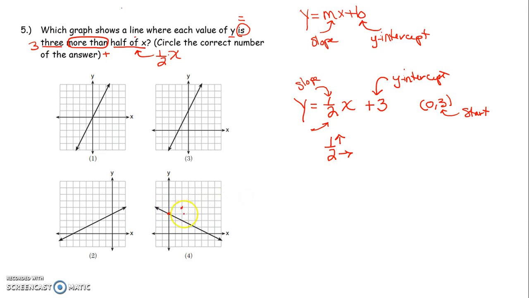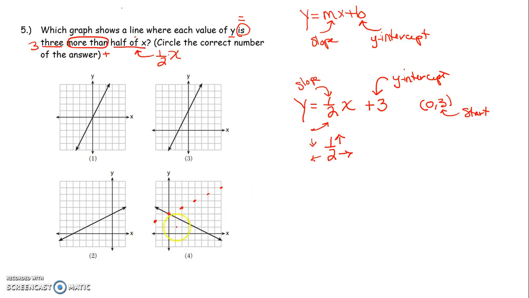Oh, number 4 is not the right answer. Go up 1 to the right 2, plot a point, and keep repeating. If I'm going up 1 to the right 2, did I make a mistake here? Oh no, this isn't wrong. I could also, if I'm going up 1 to the right 2, that's the same as going down 1 and to the left 2. So from here I could also go down 1, left 2.